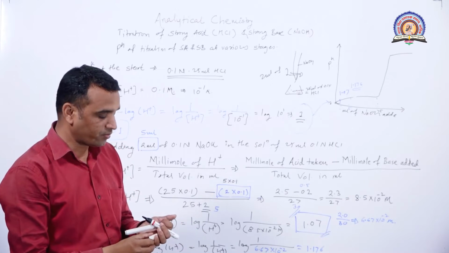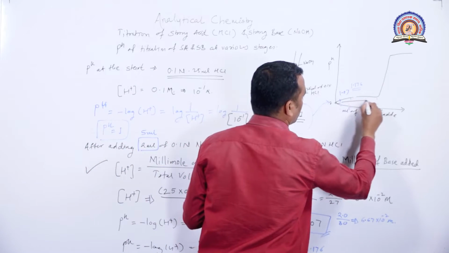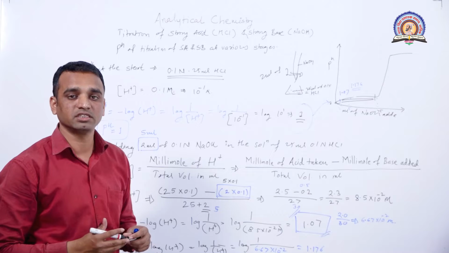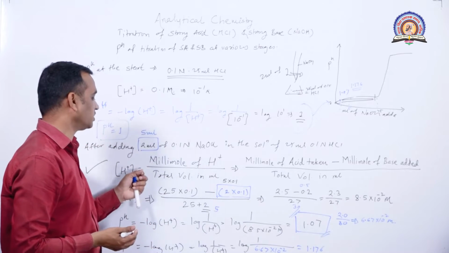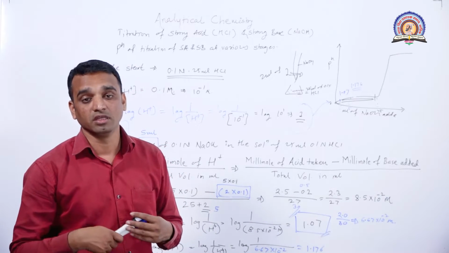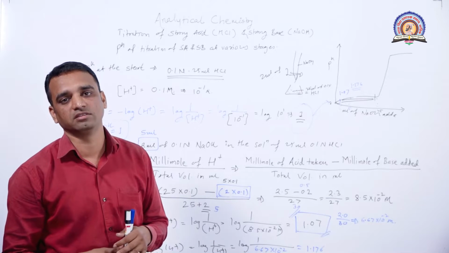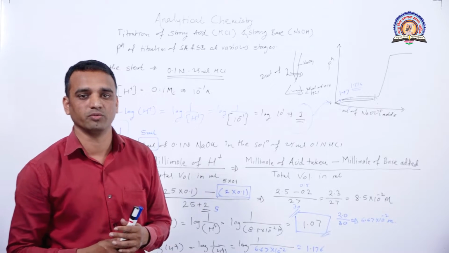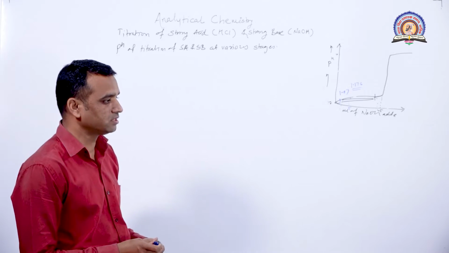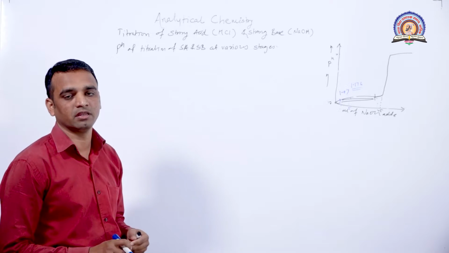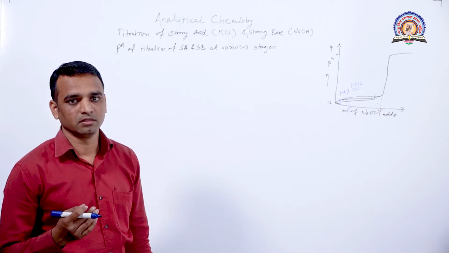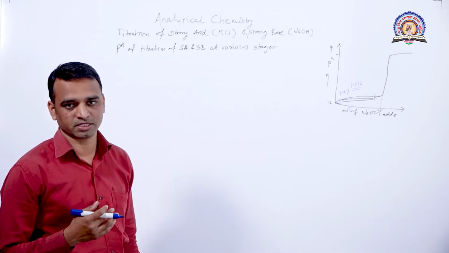So up to the equivalence point, we can calculate the pH at each ml by using this equation: the H plus ion concentration is equal to millimole of H plus divided by total volume in ml, which is equal to millimole of acid taken minus millimole of base added, divided by total volume in ml. So before the equivalence point, we can see the pH after addition of 2 ml, 5 ml, 10 ml, 20, up to 25 ml. We go by using the H plus ion concentration.